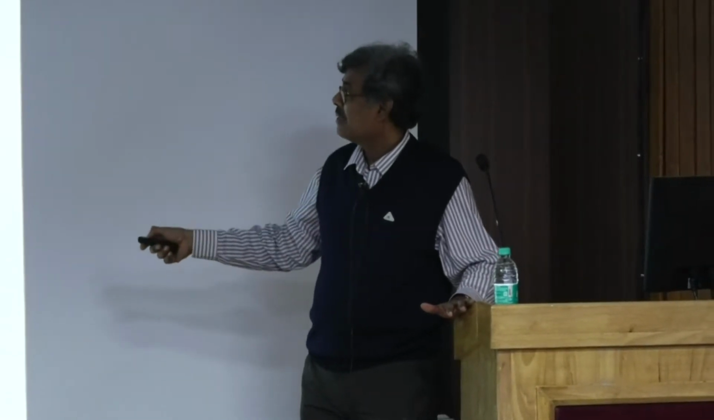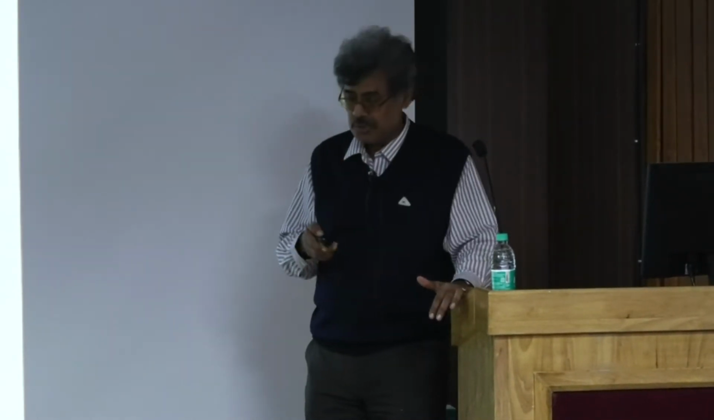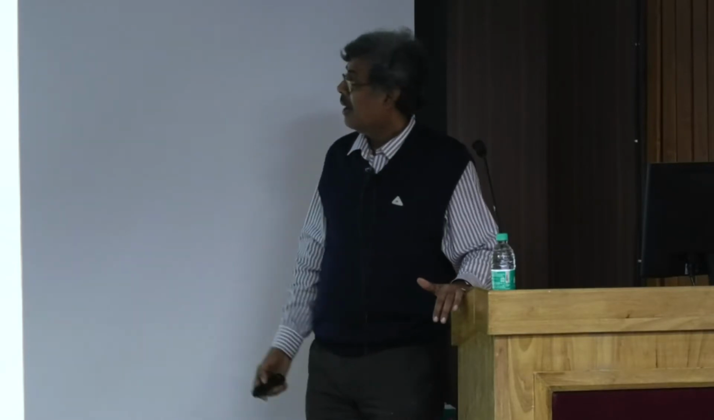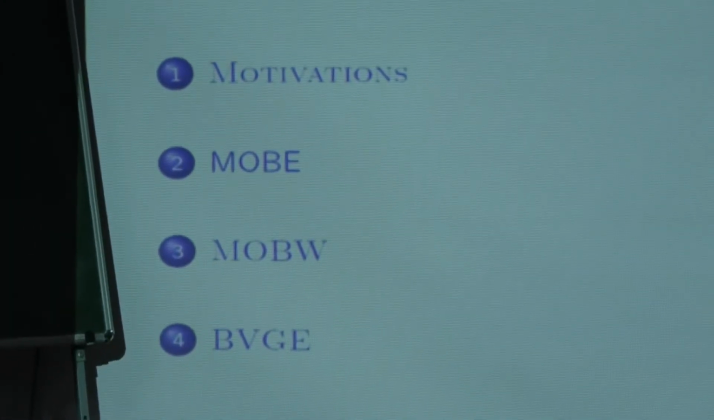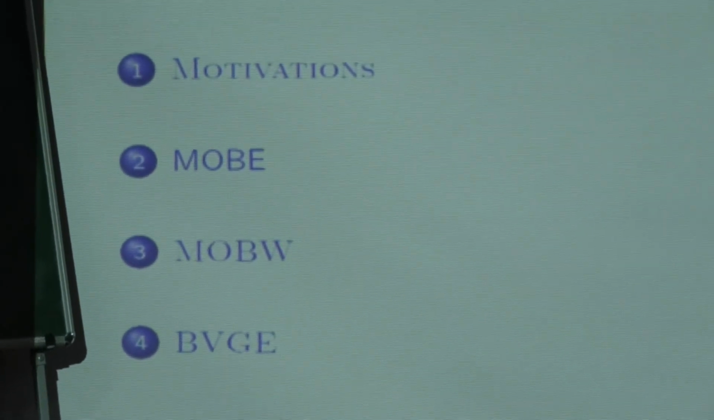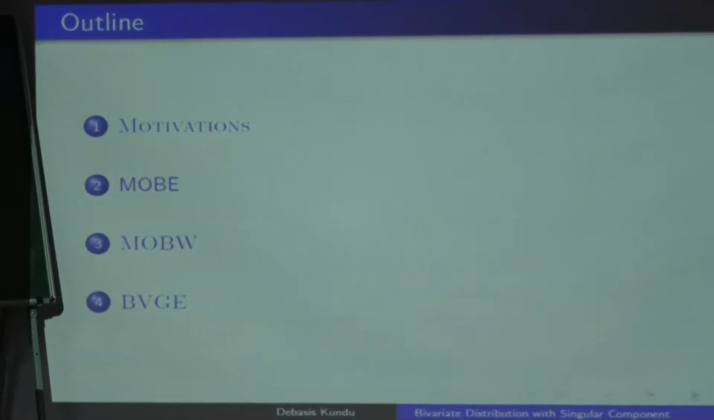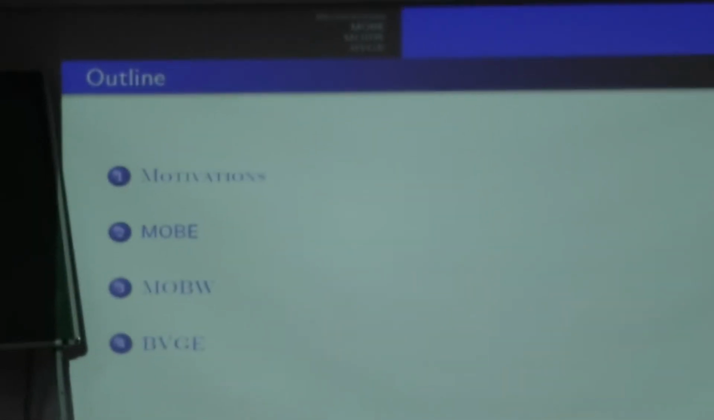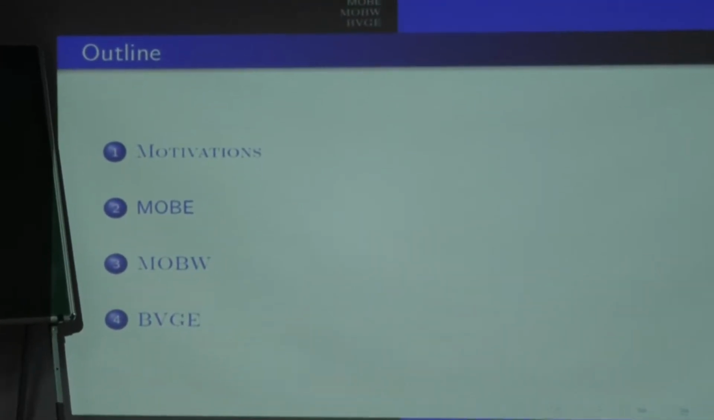What do we mean by a singular component, and what is the difference from the usual bivariate distributions we know? I'll start with some motivations, why you need this, with an example of course. Then we'll go back to one of the most famous ones, which I would say was the starting point of bivariate distributions with singular component, the Marshall-Olkin bivariate exponential.